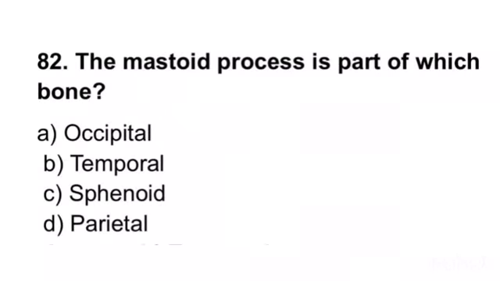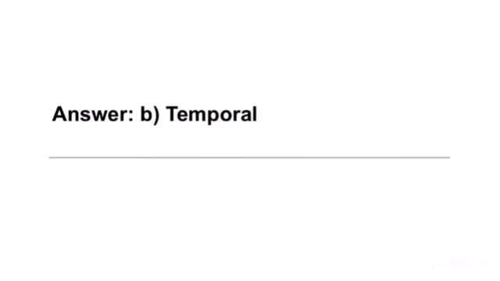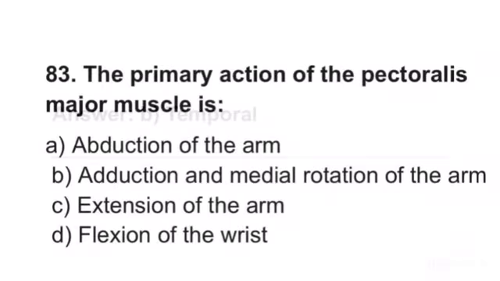82. The mastoid process is part of which bone? A. Occipital. B. Temporal. C. Sphenoid. D. Parietal. Answer, B. Temporal.